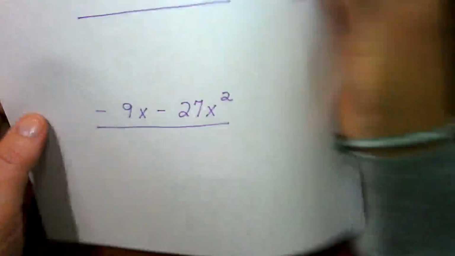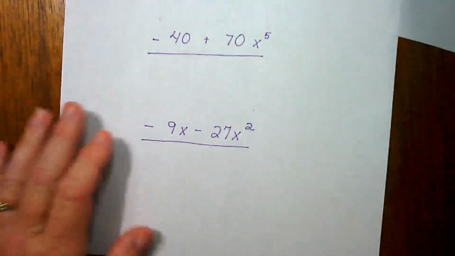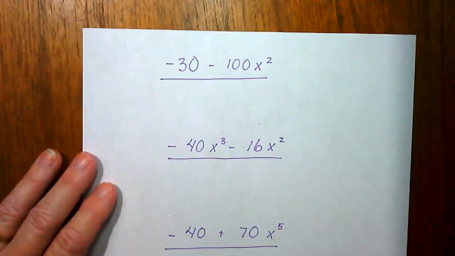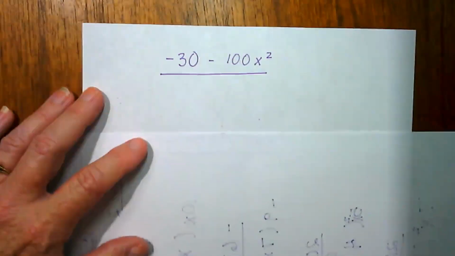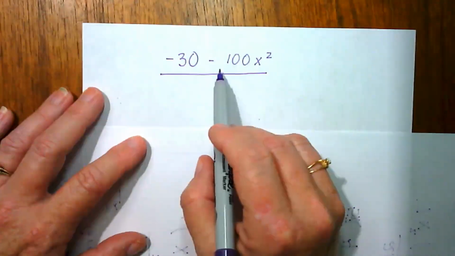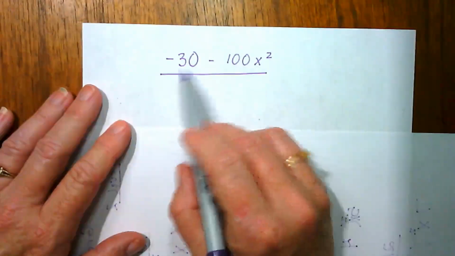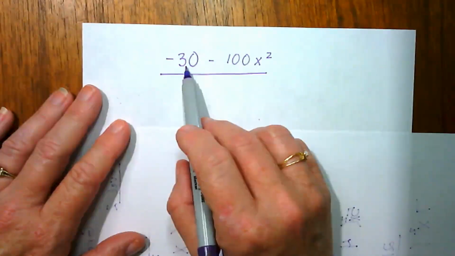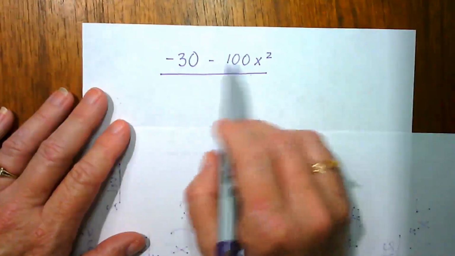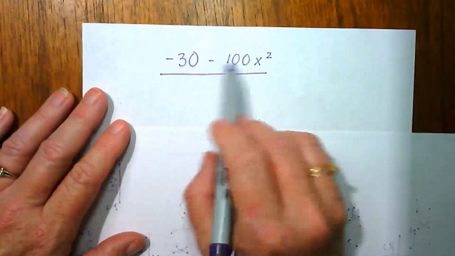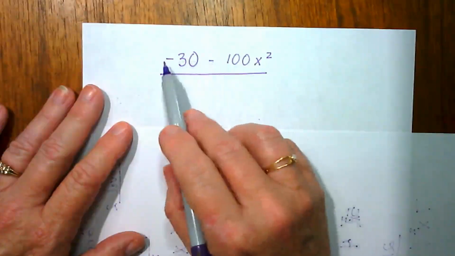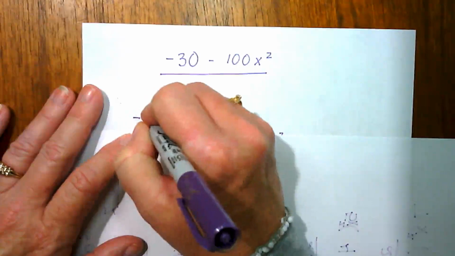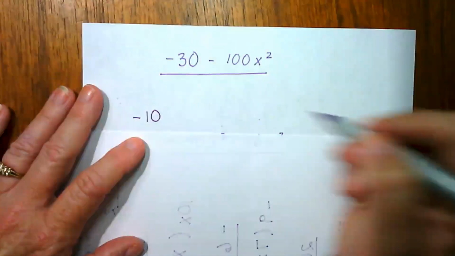Okay, I said we do some more practice with negatives, so here we go. Negative 30 minus 100x squared. Well, they're both divisible by 10. And I know that there's no 30s in 100, so I'm going to go with the number 10. I also see that they both have a negative. So I'm going to take away the negative 10 and put it out front.